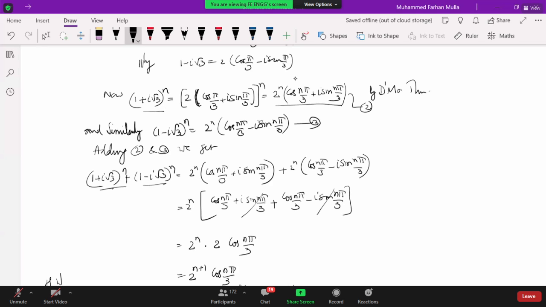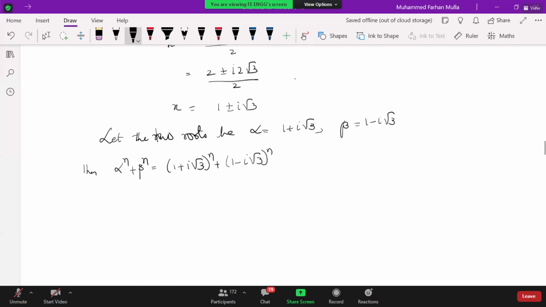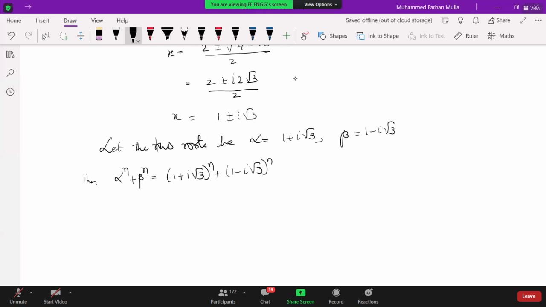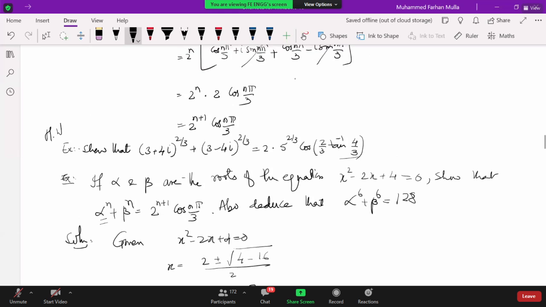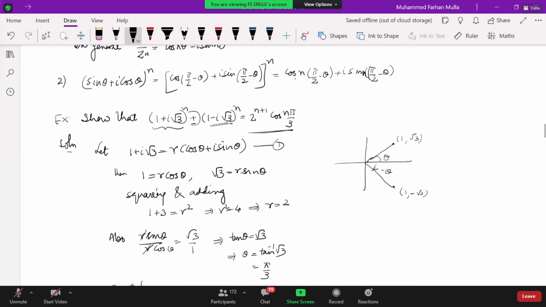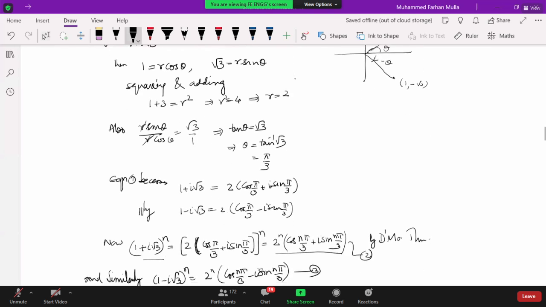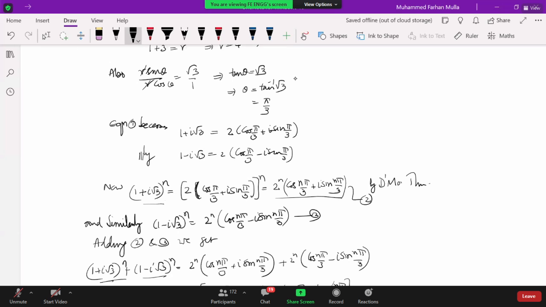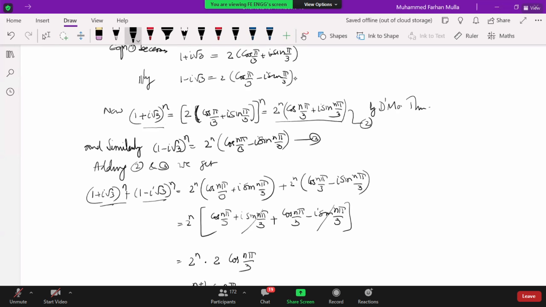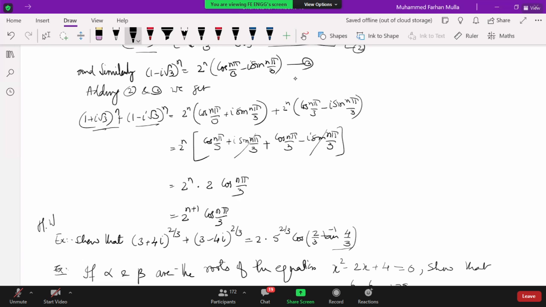Okay, so the same example is written in another way, and I already know how to solve this further. First, by writing this in polar form, that is r into cos theta plus i sin theta into bracket, and then find r and theta, take the power. Okay, that is what we have done here. First express in polar form, find r, find theta, and take their powers. Take the powers, add them, you get 2 raised to n cos n pi by 3.